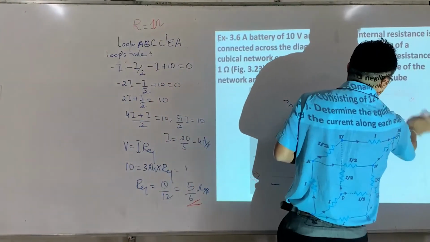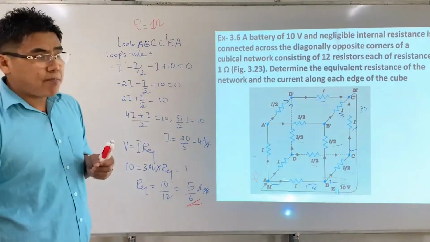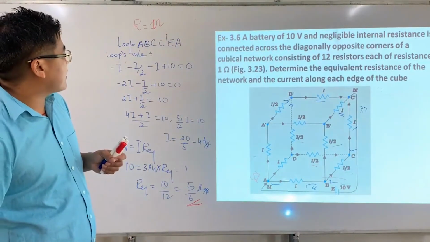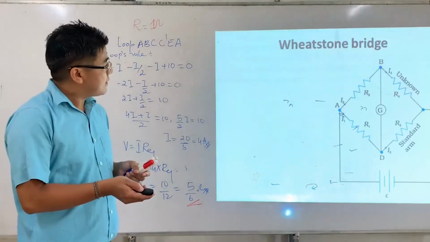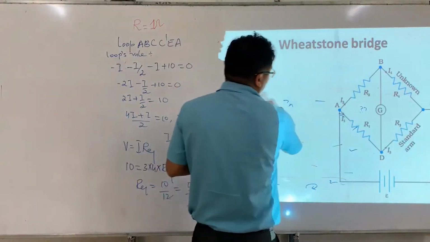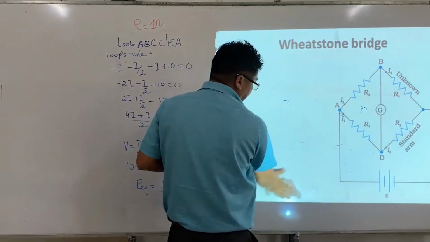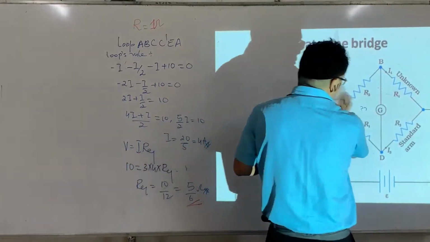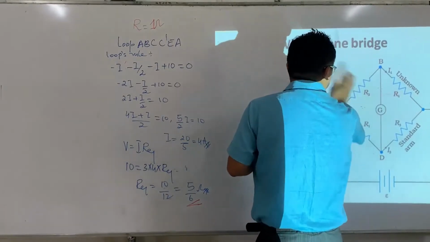This is then your textbook example, right? And then one more example is there, your textbook example number 3.7, you do it yourself. Now next I'm going to do Wheatstone bridge. Very important concept. This is an extremely important concept, and it has a huge application.